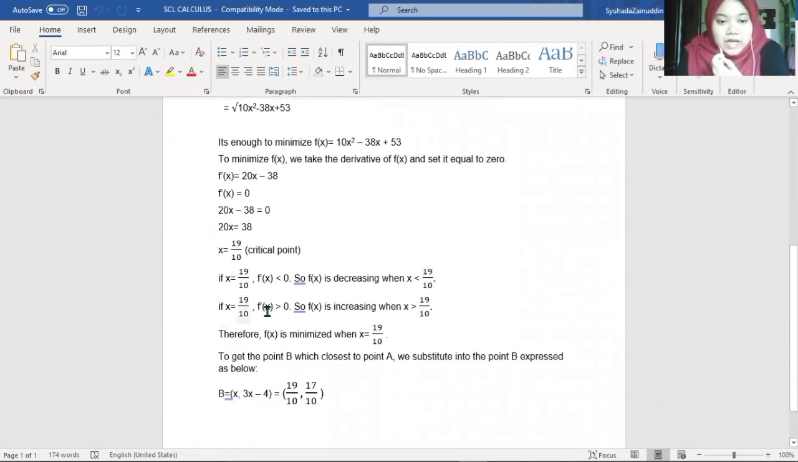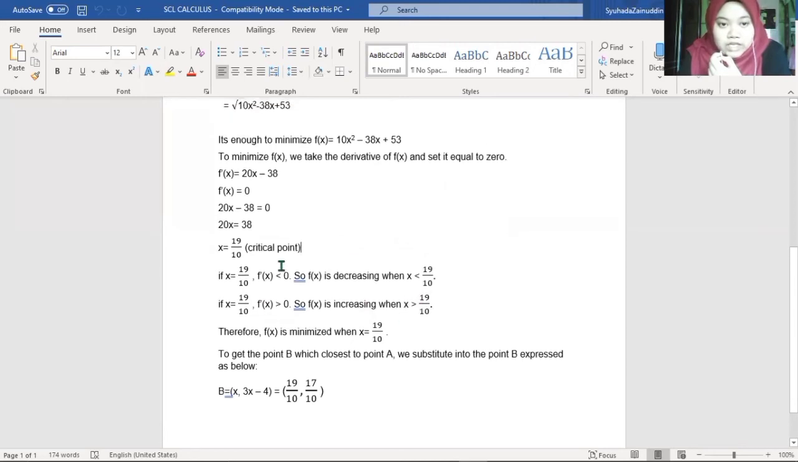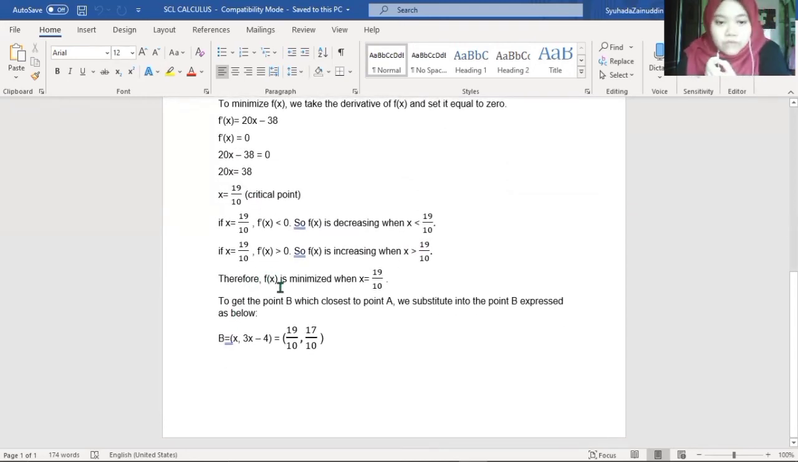Then we try again using the same method to know if the derivative of function f is greater than 0. So we know that function f is increasing when x is greater than 19 over 10. To know whether it is greater or not, we need to substitute other values that are greater or lower than the critical point that we already got. Therefore, we get that the function f is minimized when x equal to 19 over 10.